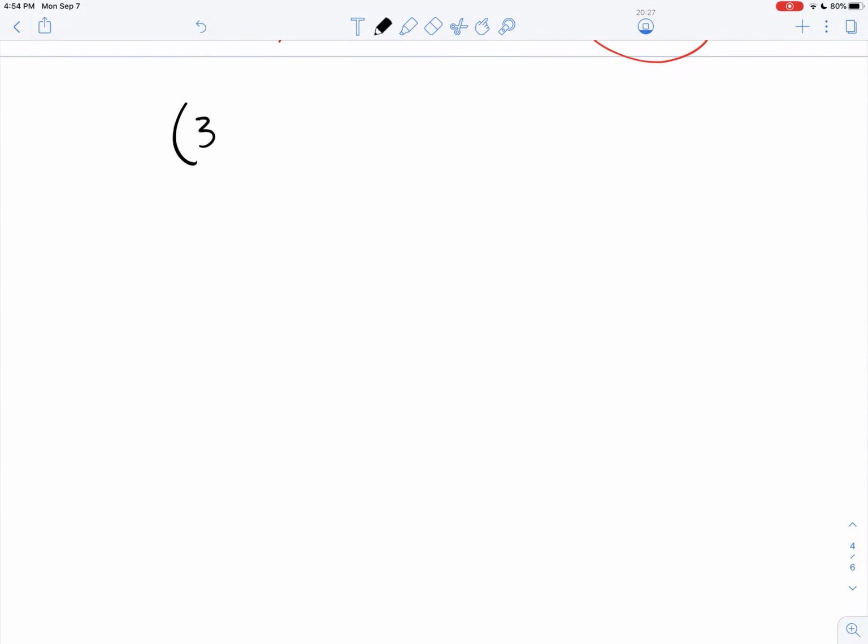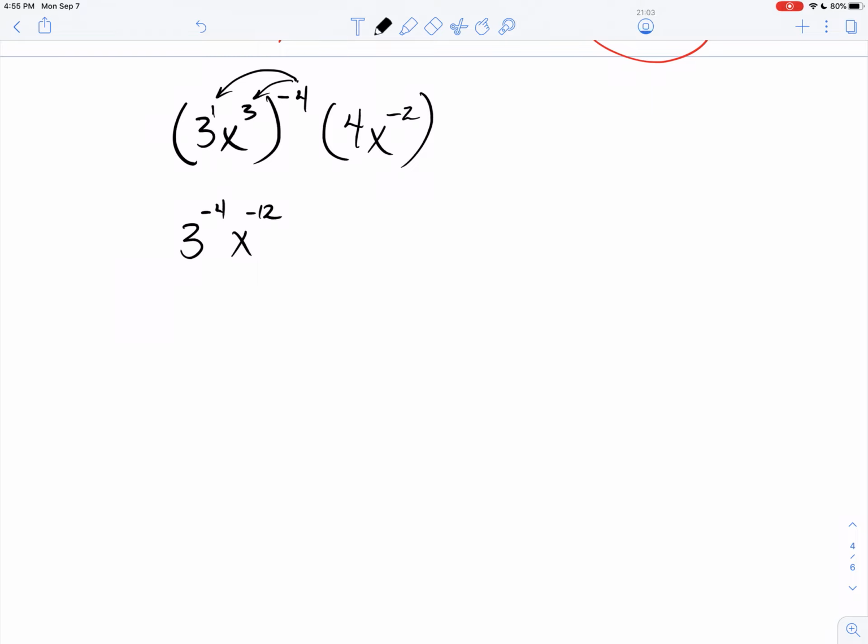I'm going to go parentheses, 3x to the third, all to the negative 4. And then they had something else over here. They had something like 4x to the negative 2. All right, the supreme rule is this. This guy has got to go first. Once I do this, then I don't have to, but remember, this is 3 to the first power. So in the book, they're going to write this out. 3 to the negative 4. This is the only time I multiply, so that's x to the negative 12.